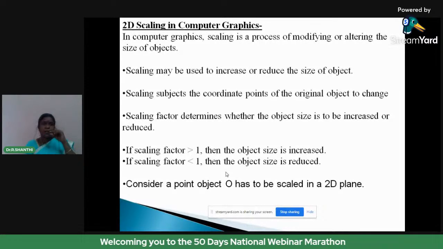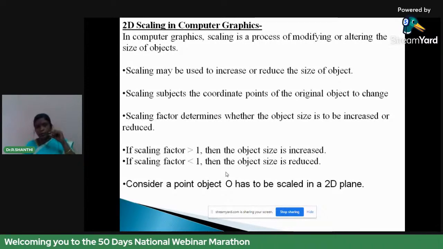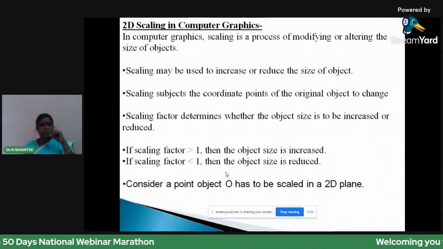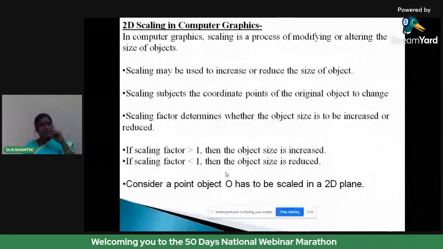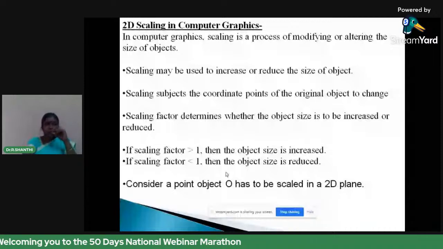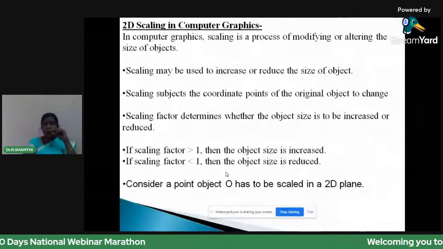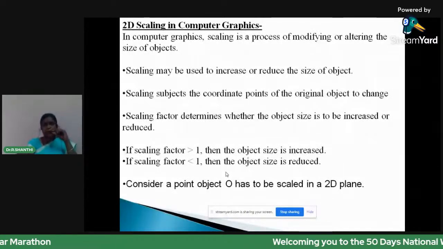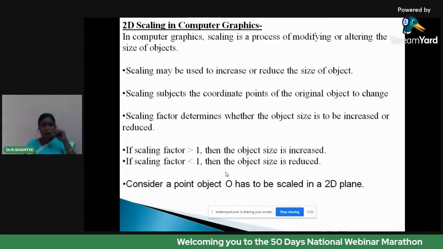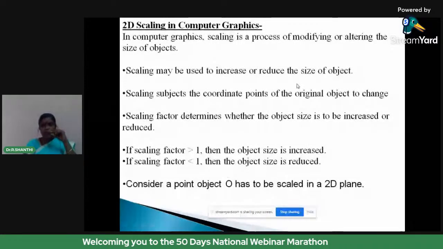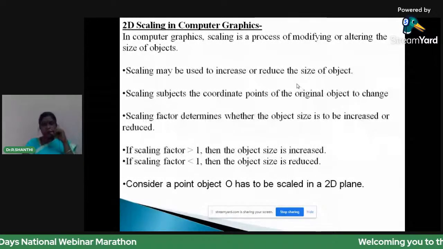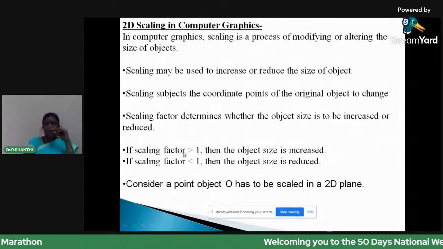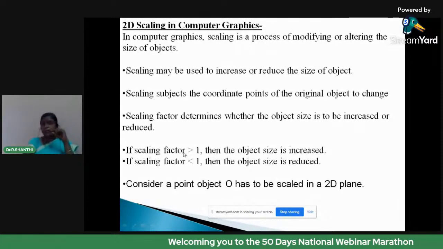Suppose I have a ball whose radius is 5. I will shrink the size and make it 2. Otherwise I can enlarge it by making the radius 10. So scaling is a process of altering or modifying the size of the object. If I have a big house, the object will get reduced into a small house, like that. It is also used to increase. In what cases can I identify whether I have increased or reduced the size of the object? The default scaling factor is 1.